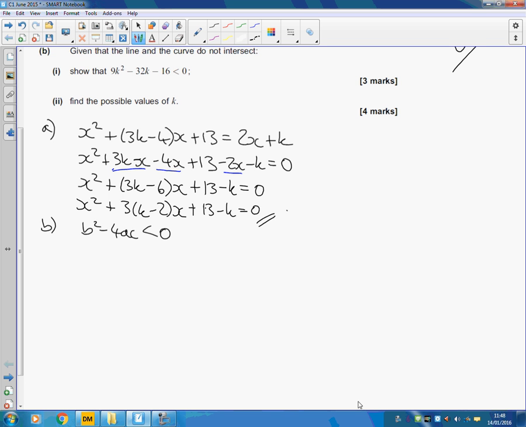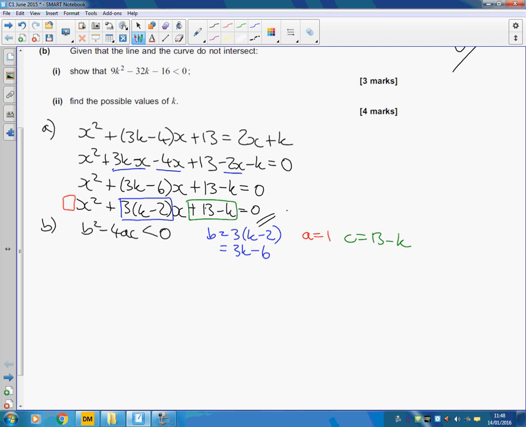Let's have a look at our equation. B is the coefficient of x. That means in this case, b equals 3 times k minus 2. If you find it easier, you can multiply that out, so it's 3k minus 6. I also need a. Well, a is 1, because there's an imaginary 1 in front of the x squared. And I need c. Now c is all the numbers that are left that aren't in front of x squared or x. So that means in this case, c equals 13 minus k.